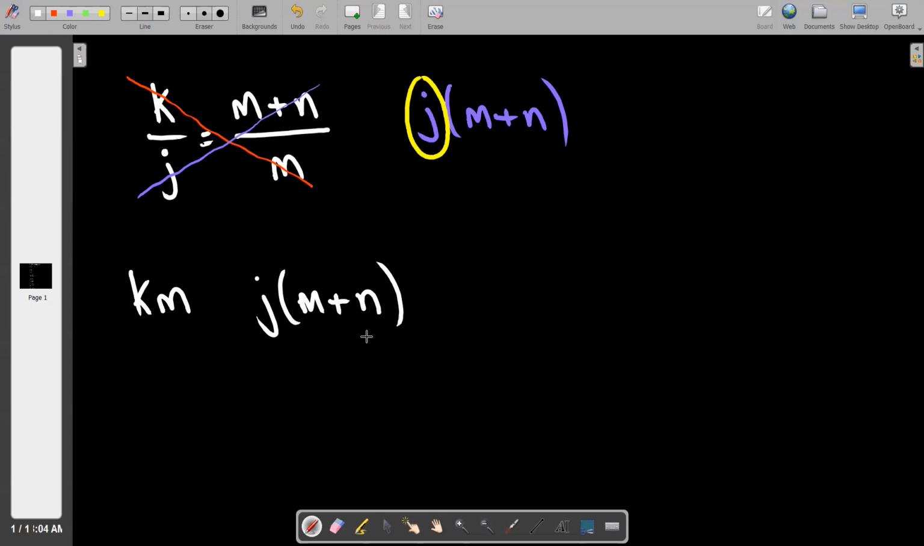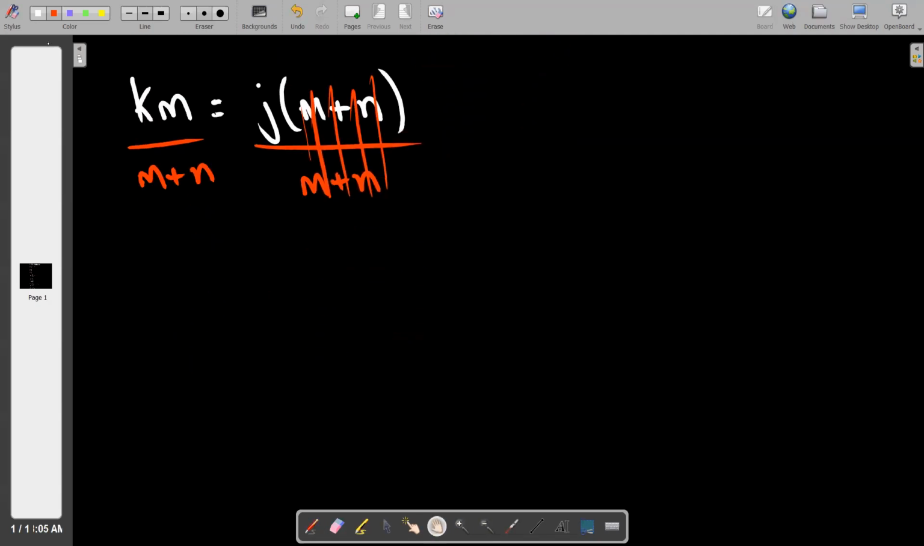And the benefit to that is now if I said to Dallin, hey, I need you to get J by itself, he's like, I can do that because it just says J times something. So what would I do to get J officially by himself? Divide by whatever is attached to J, right? If J is multiplied by something, just get rid of that something. In other words, just divide right here by M plus N. Do you see that? So this entire chunk right here just goes bye-bye, leaving us with the answer, which is J equals KM over M plus N.